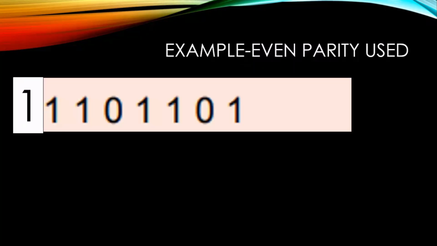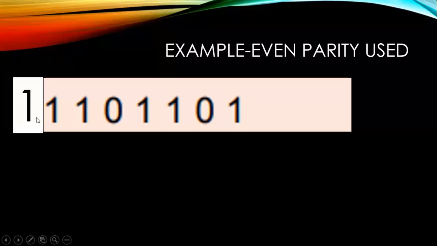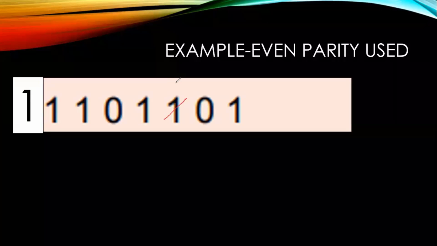So for example, let's take a look. If even parity has been used, I know the number of ones must be even. So if I count the number of ones here, I have 1, 2, 3, 4, 5, 6. Therefore, since even parity has been used, the byte looks correct with no errors.